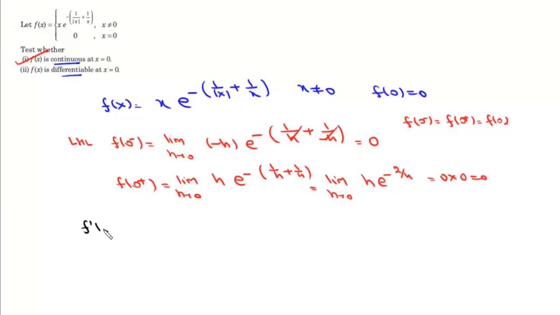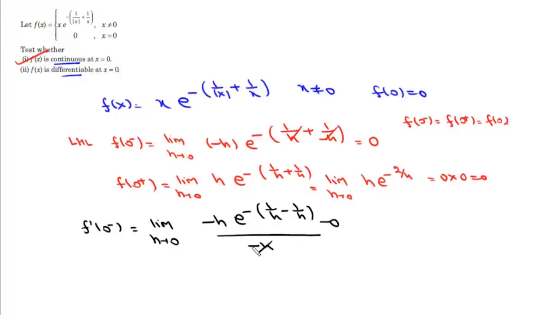Now f dash 0 negative will be this limit as h tends to 0. Now f(minus h) will be this minus h e to the power minus 1 upon h minus 1 upon h, minus f(0), upon minus h. Now this minus h and minus h will cancel and this h and h will also cancel. So this is e to the power 0 and e to the power 0 is 1. So the left hand derivative of this function at 0 is 1.